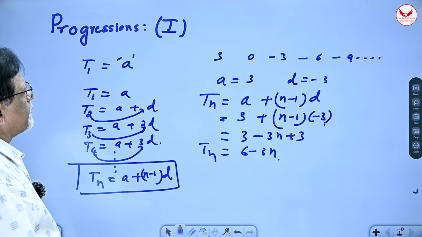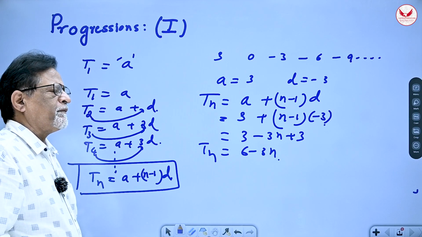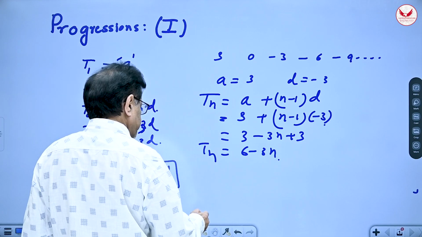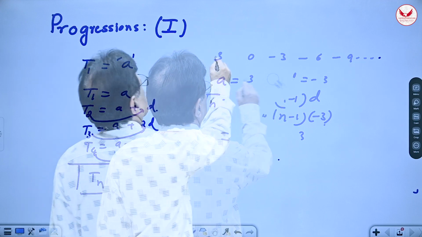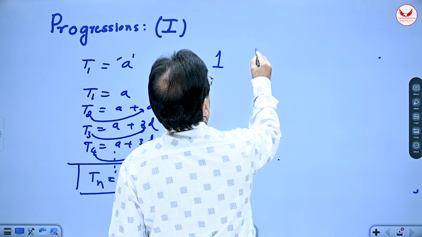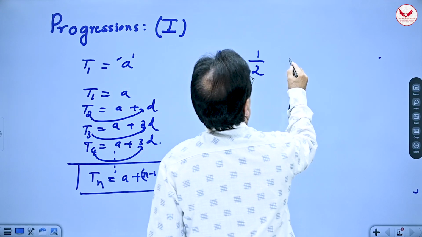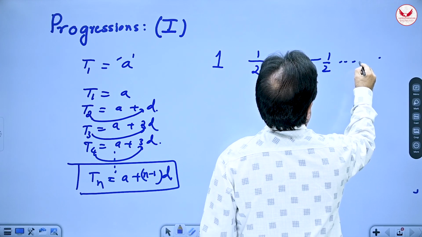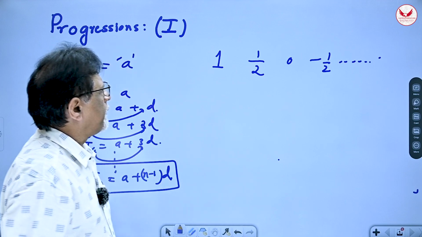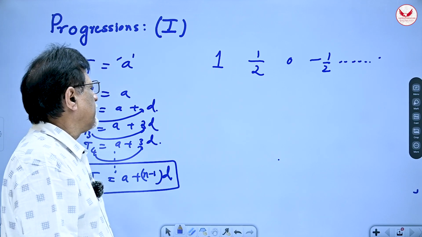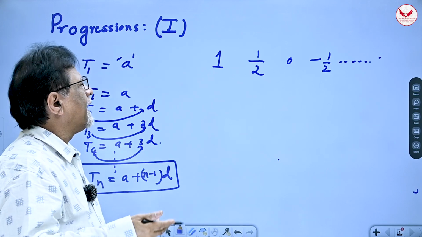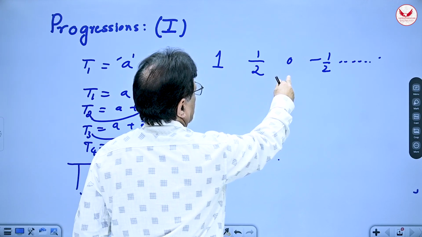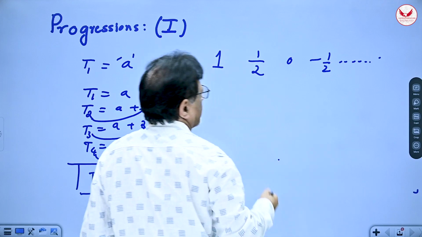Okay. So it may not be positive number. It could be rational also. For example, it could be like this also. 1. The next term is half. The next term is 0. Next term is minus half. Did you get what am I doing? Very simple. I started with 1 and kept on subtracting half from each. So 1 minus half is half. Half minus half is 0. 0 minus half is minus half and so on.